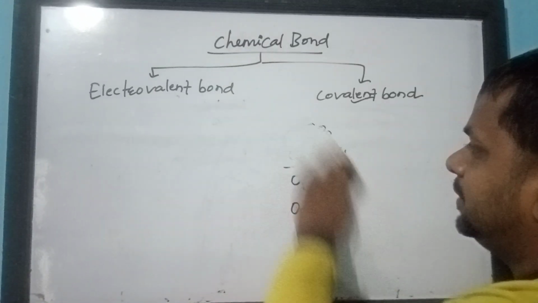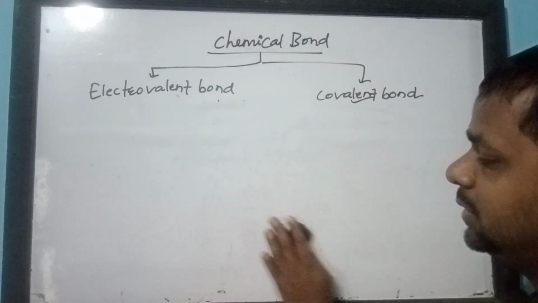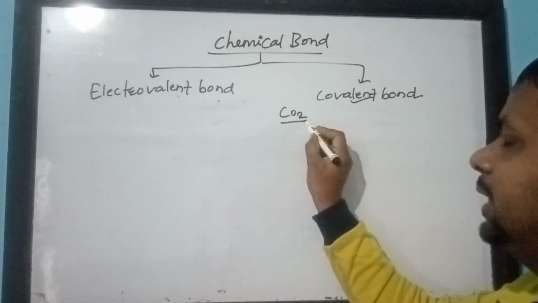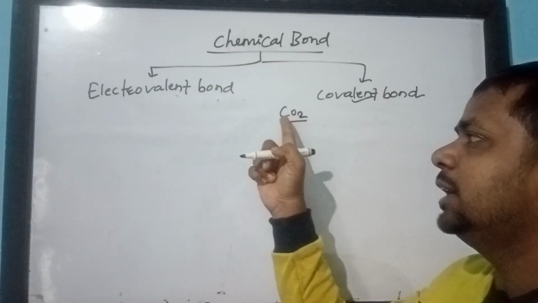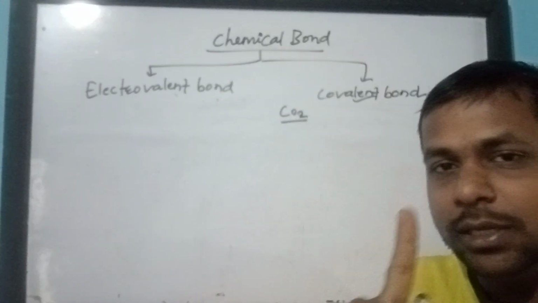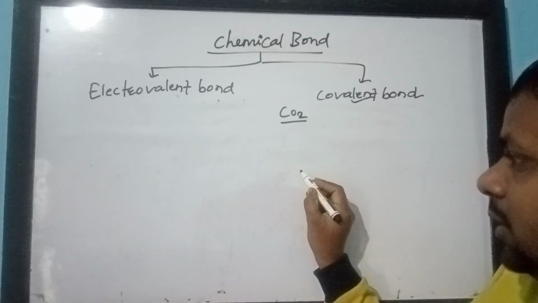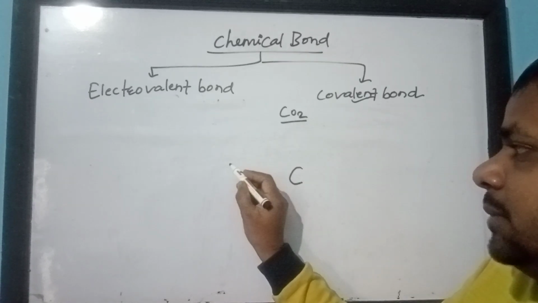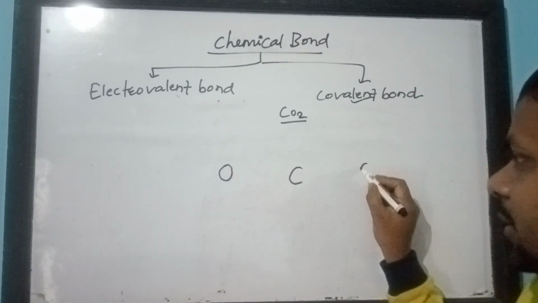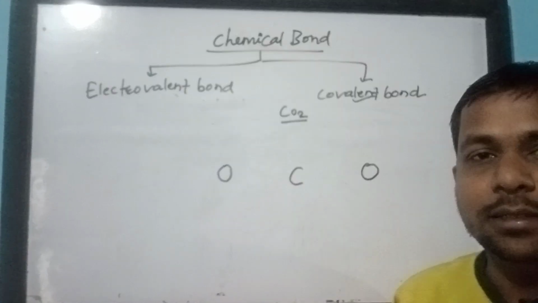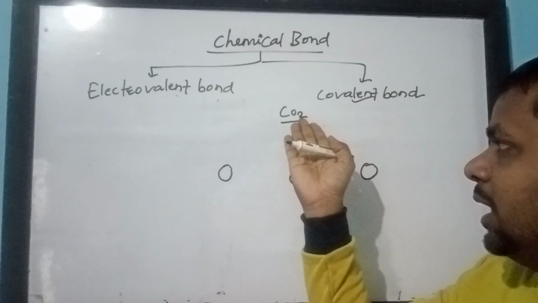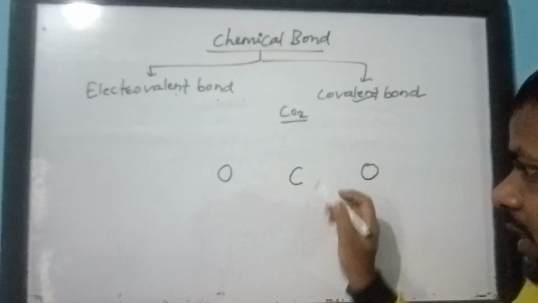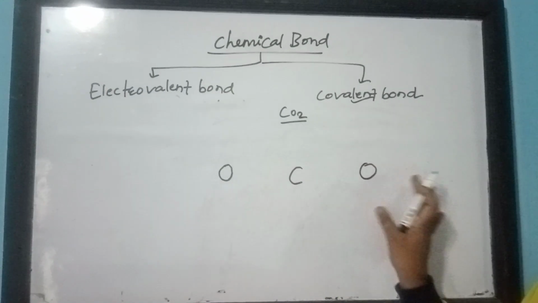Let us see the structure of CO2 and how the covalent bonds are present here. In CO2, the atom present in the smallest number, carbon, is only 1, and oxygen is 2. The atoms present in a small number are written in the middle, and the atoms present in greater number are written on the sides. We have to talk about the side atoms first.